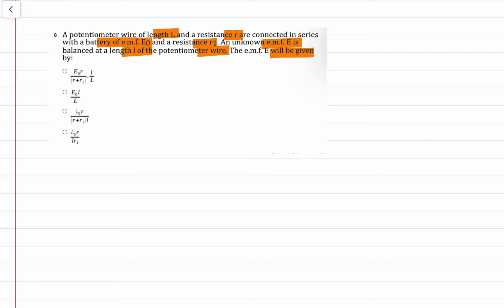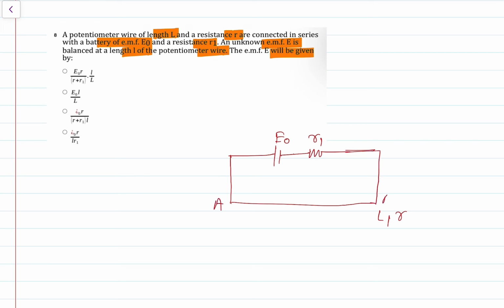So question is given here: a potentiometer wire of length capital L, here length L is given and resistance r is given, connected in series with a battery of EMF E0. So here battery is connected of EMF E0, okay, and resistance R1. So this is potentiometer wire. So length of the potentiometer wire here is L and its resistance is small r, right? Now we have to find the EMF of the cell.